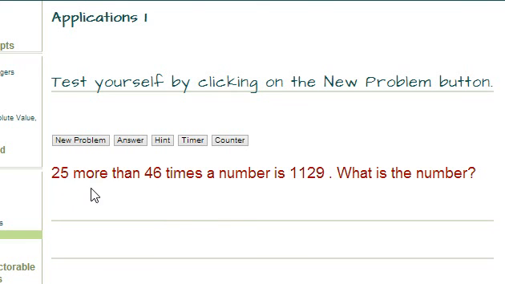We've got 25 more than 46 times a number is 1125. What is the number? So the number, we're going to let that be x, the unknown, and then we're just going to write out an equation, pretty much how it says here. 25 more than 46 times a number. So 46 times a number.